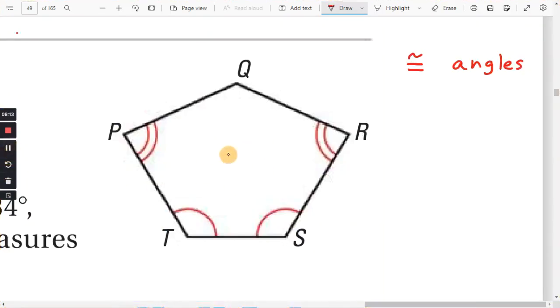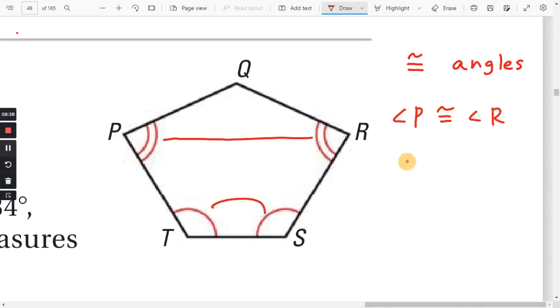All right, see if you can pick out the congruent angles in this one here. And I'll give you a hint. You really only need 1 letter each per angle. All right, the ones with 2 marks, we can see angle P and angle R. So angle P is congruent to angle R. And the ones with 1 mark each, T and S, so T is congruent to S.